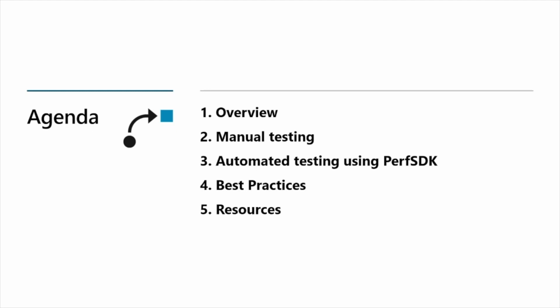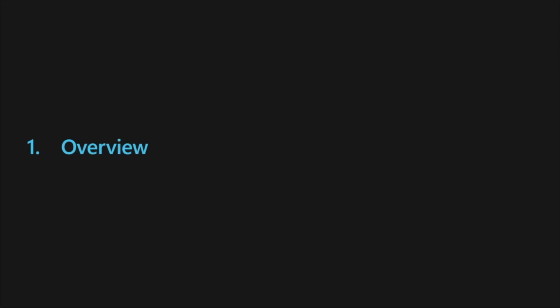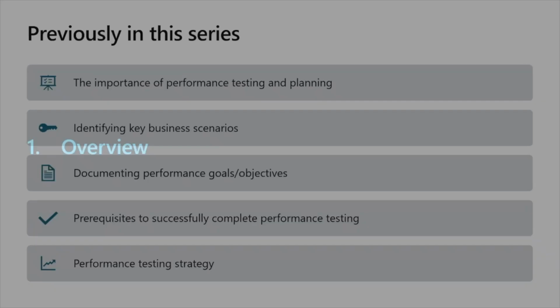We'll next cover how customers and partners can automate performance testing using PerfSDK. There are other tools that can be used, however, we'll focus on PerfSDK. During this section, we will cover 2 scenarios in detail and show how we leverage different techniques to pass in parameters and the changes we made to the multi-user PerfSDK C# code to support these scenarios. We'll close out by sharing some best practices and a list of resources. Let's begin with the overview.